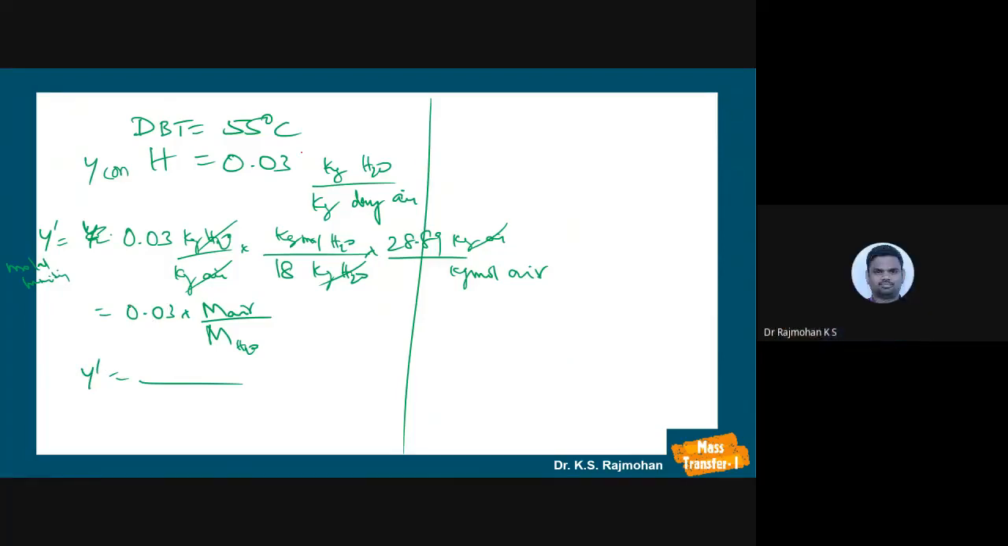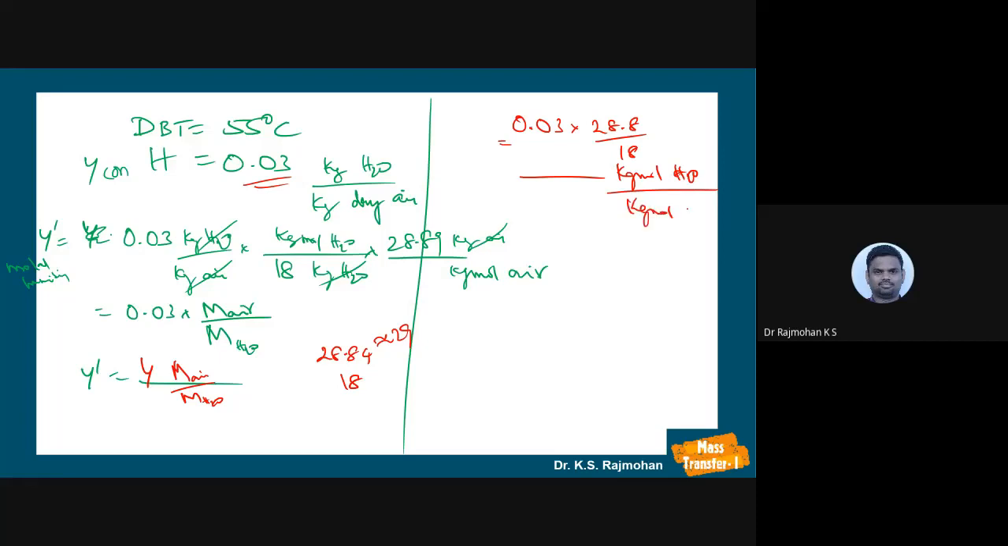In general, if Y is absolute humidity in mass and you want molar humidity, then Y dash equals Y into molecular weight of air by molecular weight of water. Remember, the molecular weight of air is 28.84. Sometimes you can take 29, no issues. The molecular weight of water is 18. So you can convert the given data, 0.03 into 28.8 divided by 18, which gives the value in kg moles of water vapor by kg moles of dry air. So what is the value? Please calculate.